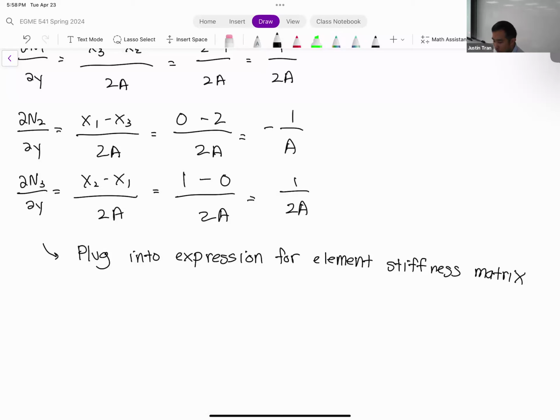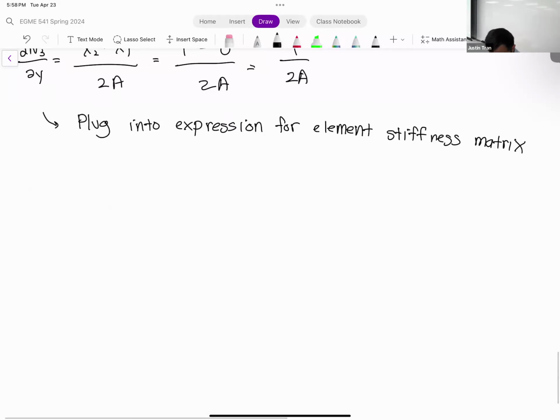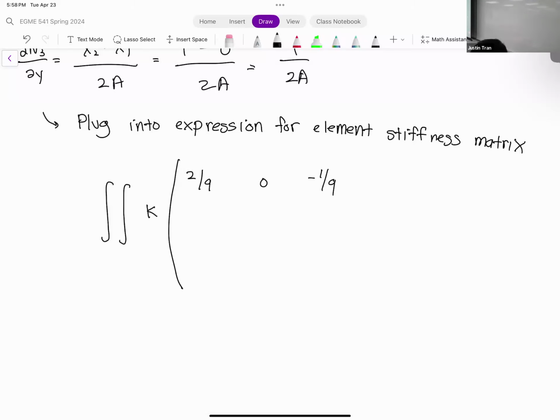It's a lot of 1/3, 1/2, plus ones and things like that. And so what we get from this is the double integral of k multiplied by this 3 by 3 matrix. Our 3 by 3 matrix in this case is 2/9, 0, -1/9, 0, 8/9, -6/9, -1/9, -6/9, and 5/9.